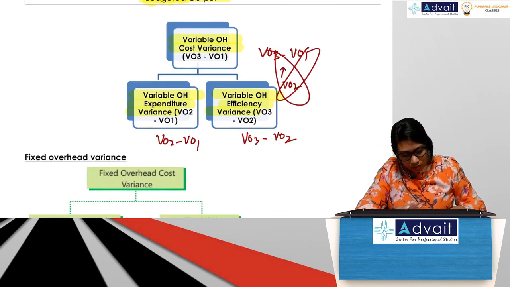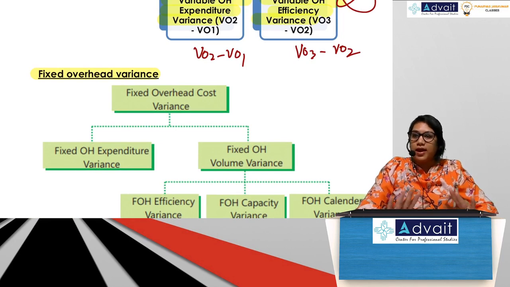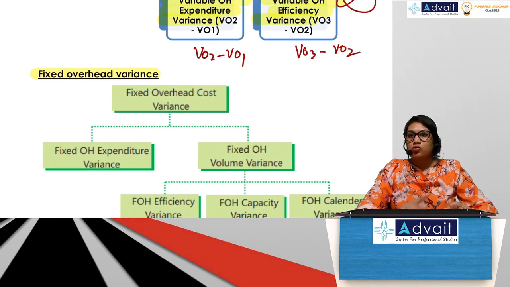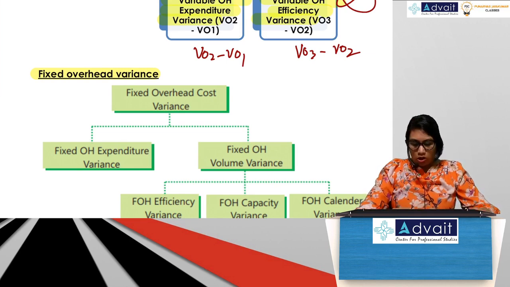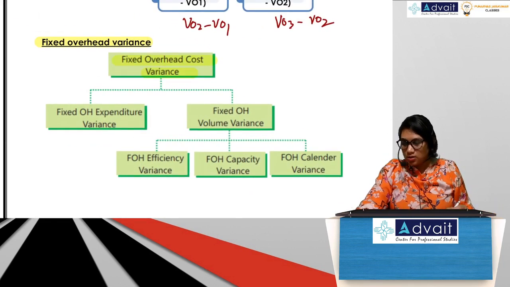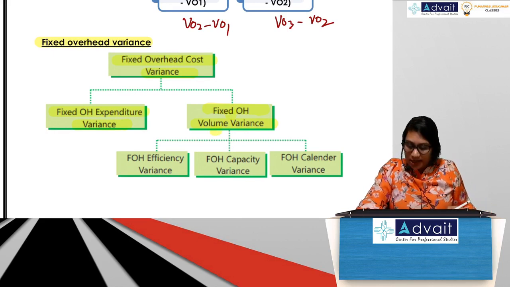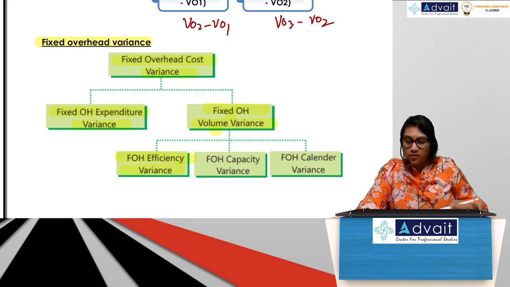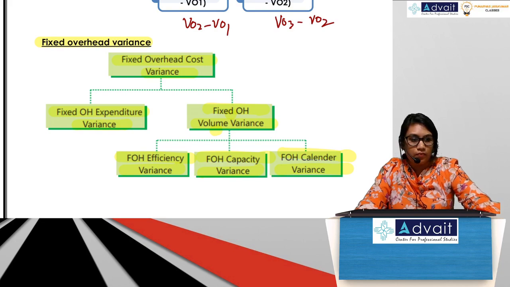Now coming to fixed overhead variances. Guys, fixed overhead variances are like none other. No comparison. It's very different. Fully different. Fixed overhead variances can be divided into fixed overhead cost variance. You have fixed overhead expenditure variance and fixed overhead volume variance. And this fixed overhead volume variance can be divided into three types: fixed overhead efficiency variance, capacity variance, and calendar variance.